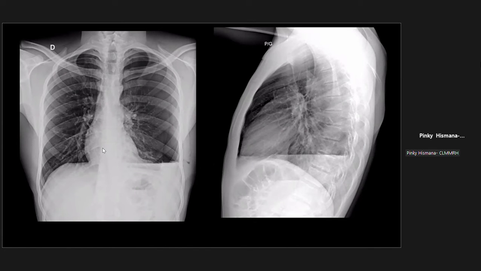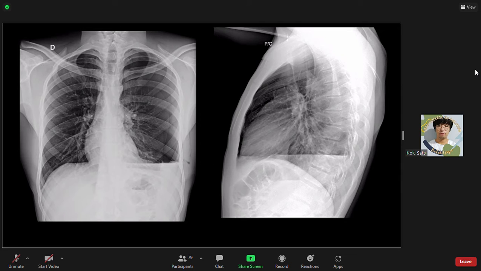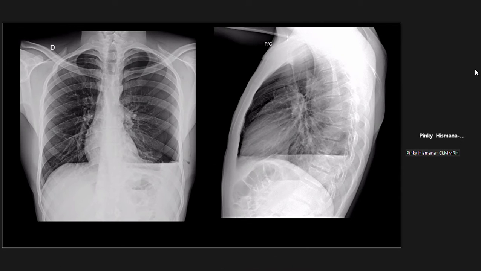Okay, that's clearer. Can you identify the problem here? What do we have here? I do see some opacity around the middle lobe. That would be right or left? I think it's on both sides. Is it both sides in the middle? Okay, what else do you see?